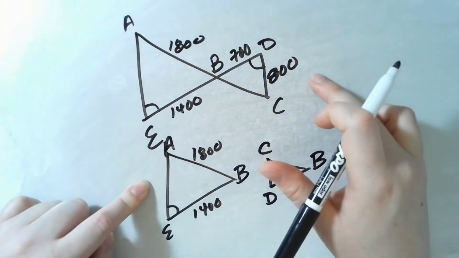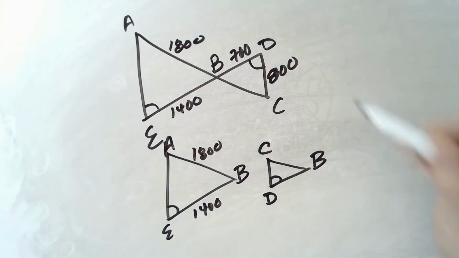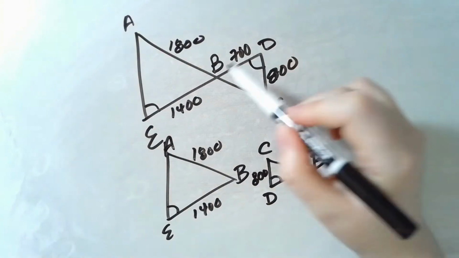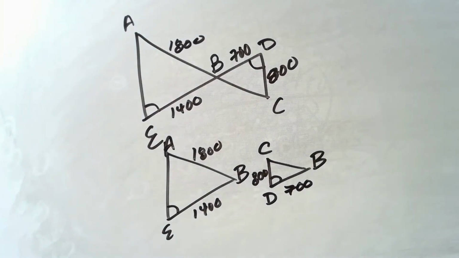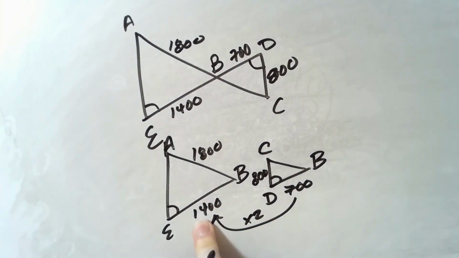Skip actually labeling your sides until you hit this point right here. You'll save yourself some time. So then C, D, 800, B, D, 700. So this is a lot easier to wrap your head around. Notice, fastest way, this is just times 2 to get that.